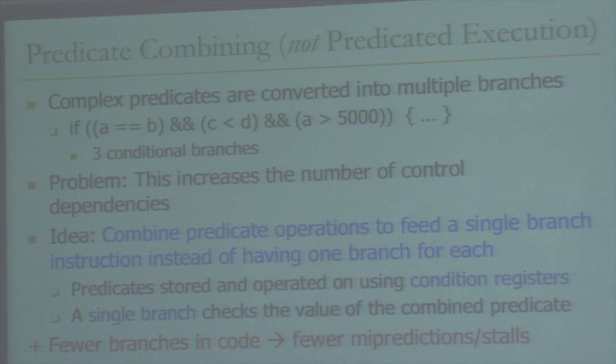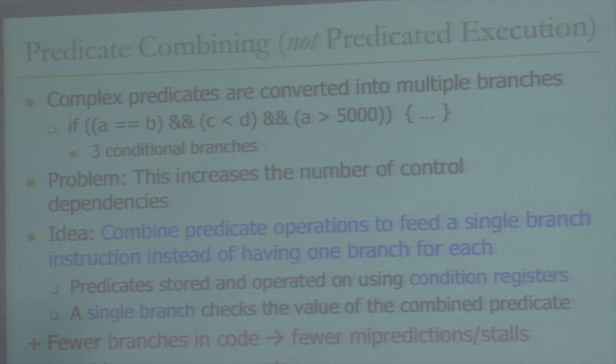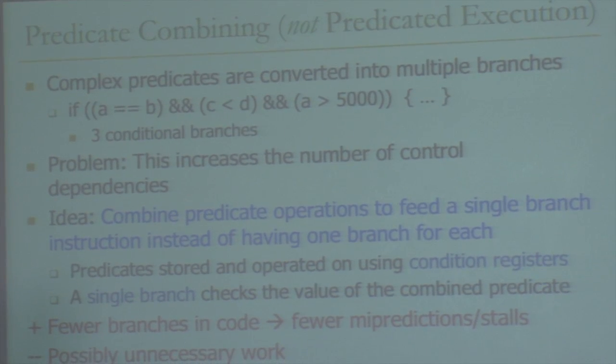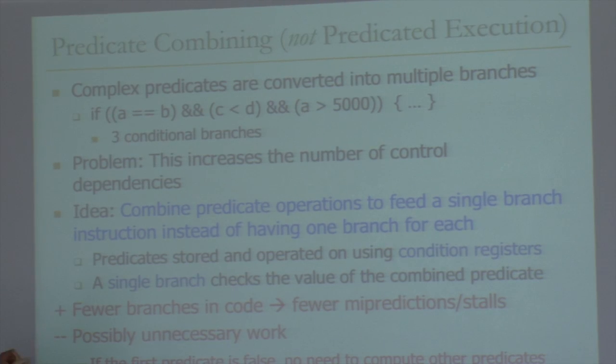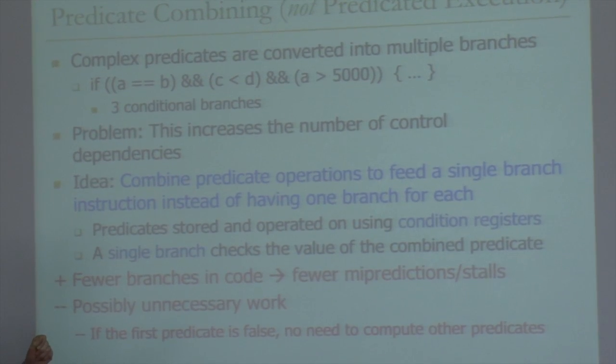Basically, that's the upside. You have fewer mispredictions. Instead of predicting multiple branches, you're predicting only one branch now. That's good. The downside is possibly unnecessary work, right? Because you need to combine all of the predicates to determine the branch condition, you have more operations, first of all. And you may delay the resolution of whether or not you go into the loop or not.